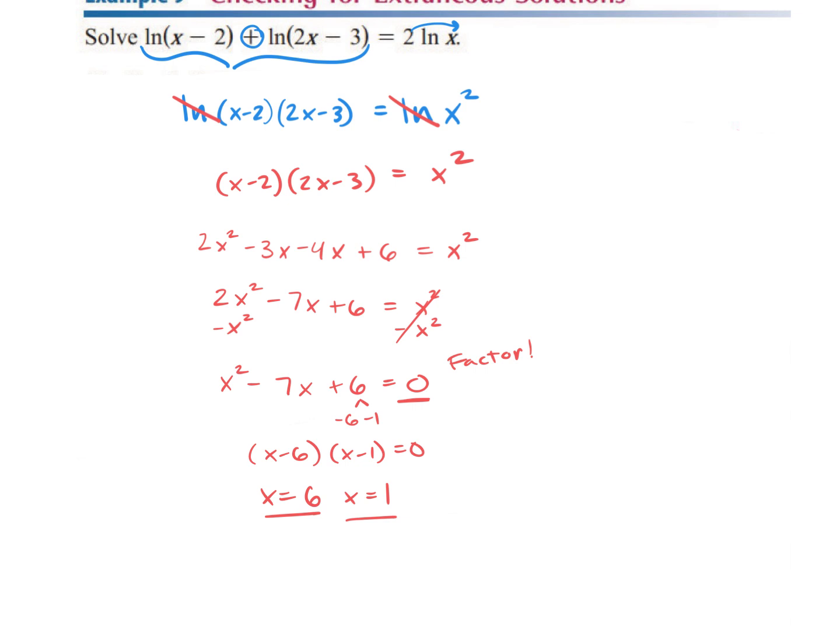Especially when you get two answers, you want to check your answers to make sure that they work. Let's think back, maybe not to the first part of this lesson, but maybe to the first part of the chapter. What could we not take the ln or the log of? Can't take the ln of a negative, and you can't take the ln of 0. If you put the ln of 0 in your calculator, it'll tell you error. If you take the ln of a negative number in your calculator, it'll tell you error. So you can't take the ln of a negative, and you can't take the ln of 0.